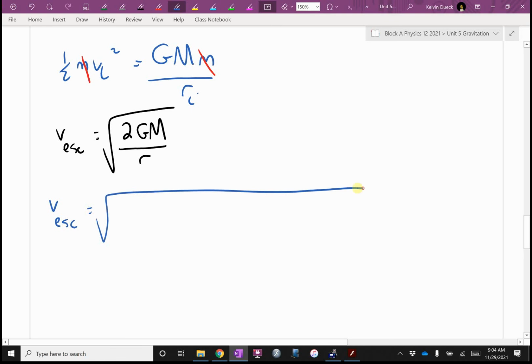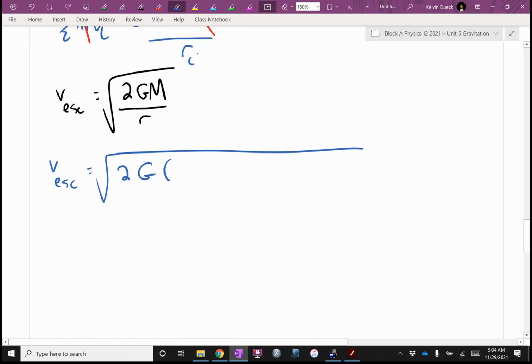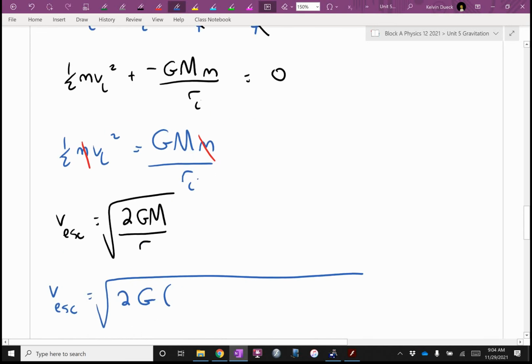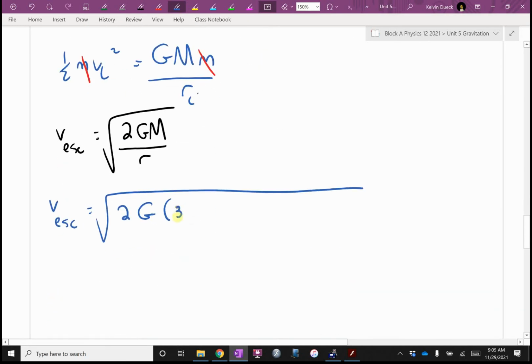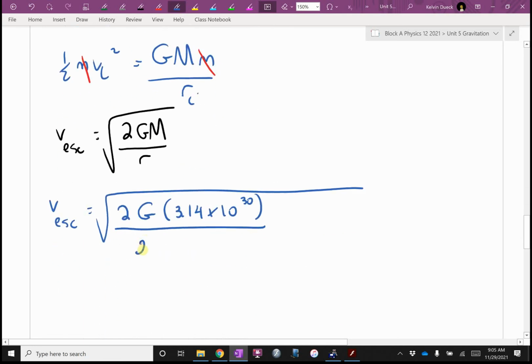It's going to be the square root of 2 big G. What was the mass of the planet, Mr. Dewick? 3.14 times 10 to the 30th. Ooh, that's almost the size of a star. Or maybe I just think of myself as a shining nothing. Okay, 3.14 times 10 to the 30th. Big ego, Mr. Dewick. No kidding. Planet-sized, literally. 2.72 times 10 to the 7th.